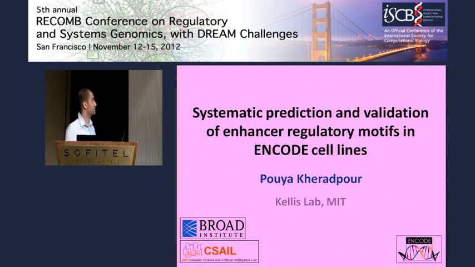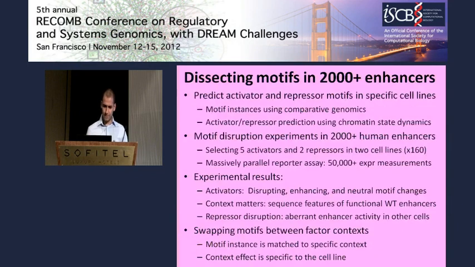Thank you for this opportunity today to talk about our systematic prediction and validation of regulatory motifs, so dissection of regulatory motifs and enhancers. First, I'm going to talk about how we predict activator and repressor motifs in cell lines. Then I'm going to talk about how we disrupt these motifs to see which ones are functional and which ones aren't, and how they work. And then specific experimental results on activators, repressors, and their context. And finally, what happens when you swap motifs between contexts.